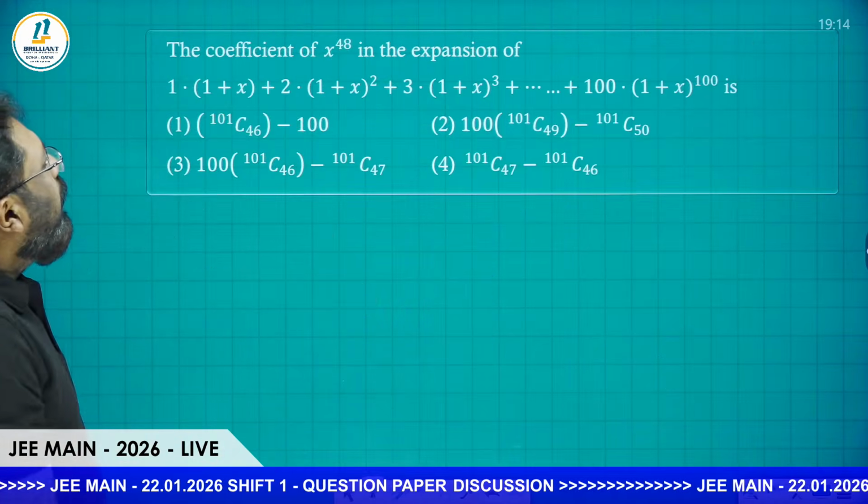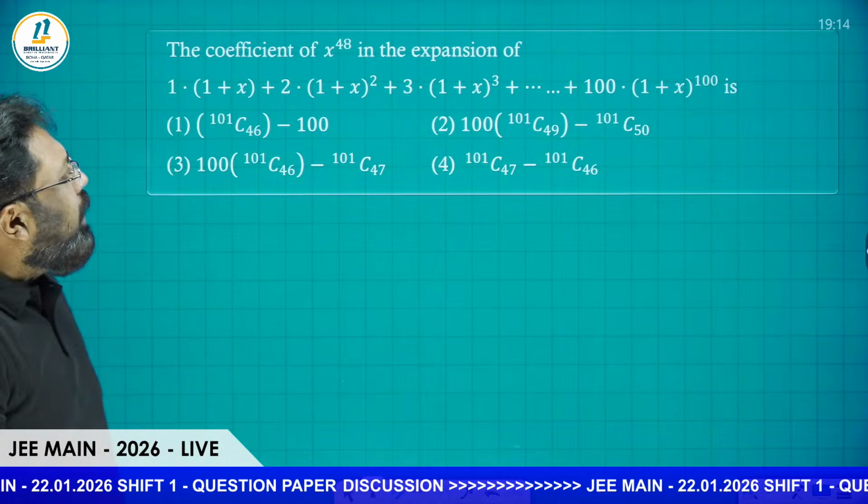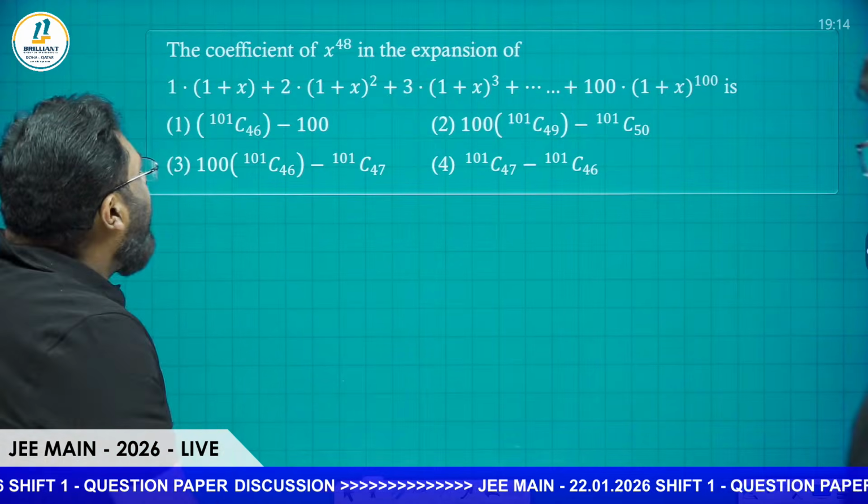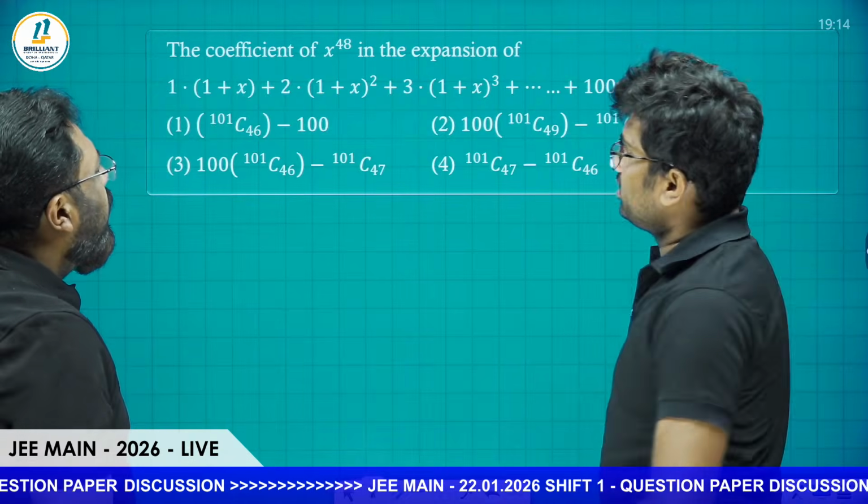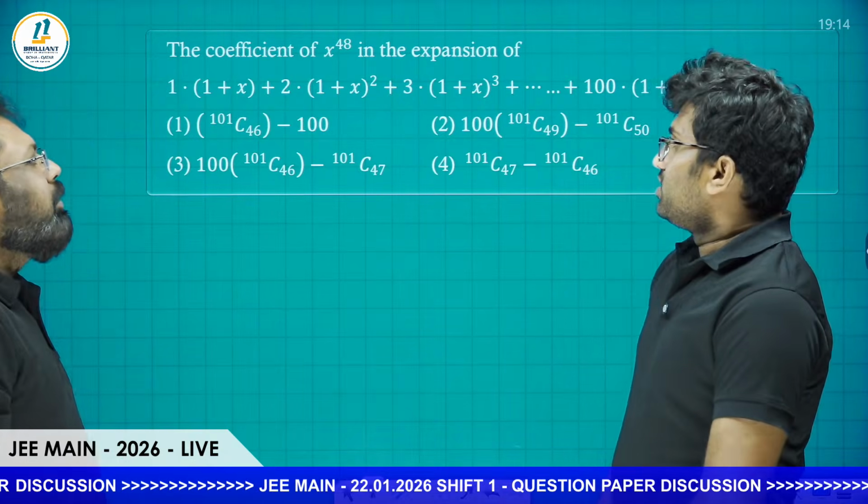Next question. The coefficient of x raised to 48 in the expansion of... It's an AGP sequence.